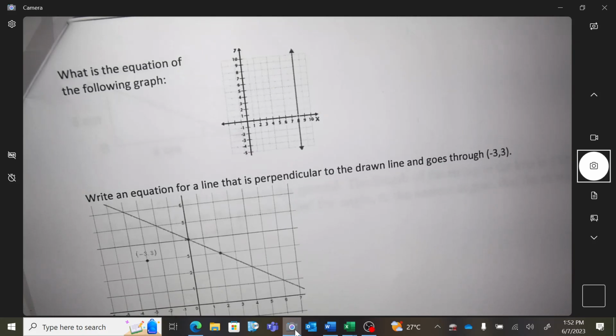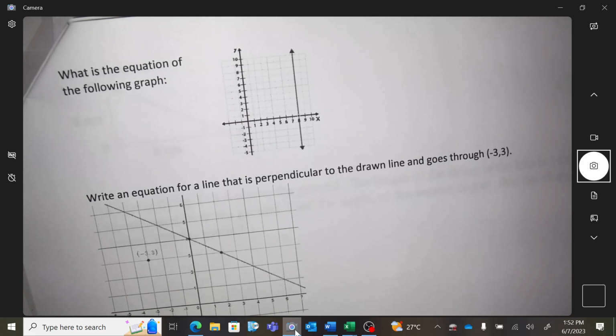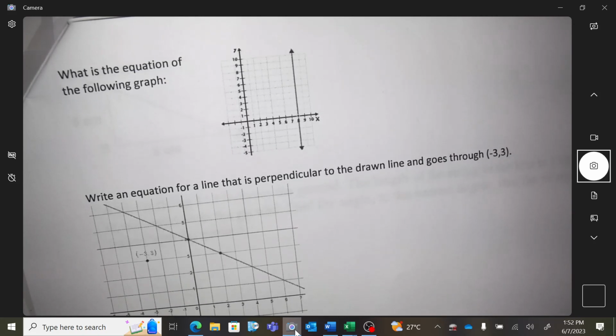So here's your two options. Let's say I give you a multiple choice. Is it going to be x equals 8 or y equals 8? Those are your two choices. This line does not have two letters in it. It's only got the one letter in it.